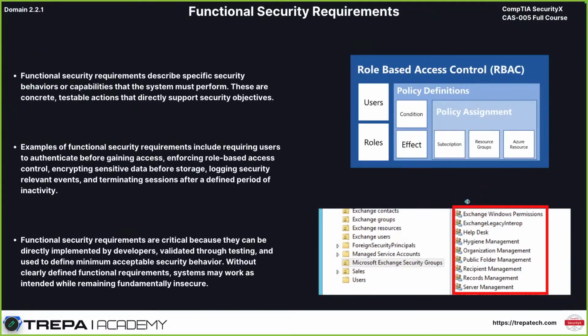So functional security requirements. Functional security requirements describe specific security behaviors or capabilities that the system must perform. Examples of this are requiring users to authenticate before gaining access, enforcing RBAC, encrypting sensitive data, logging security-related events, or just logging in general, right? So functional security requirements are critical because they can be directly implemented by developers, validated through testing, and used to define minimum acceptable security behavior.